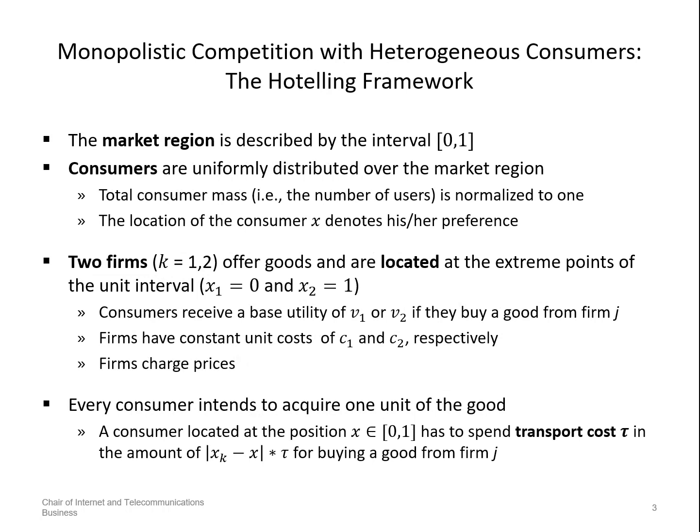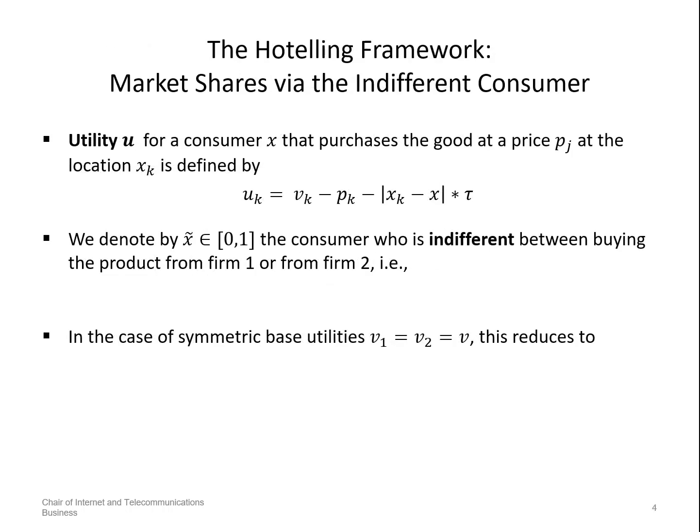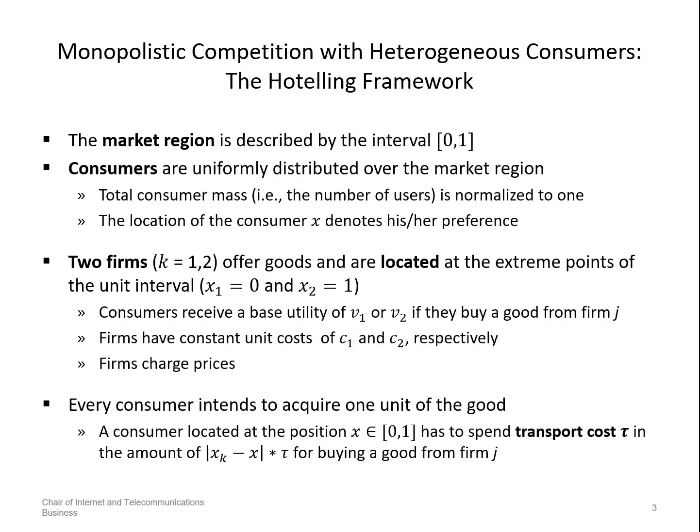So let's start with the model of monopolistic competition. Again, as before, the model is with heterogeneous consumers. Again, we employ the Hotelling framework. The market region is described by the interval [0, 1], where consumers are distributed according to their shopping costs or their transportation costs. This is basically the preference parameter. And consumers are uniformly distributed over that market region.